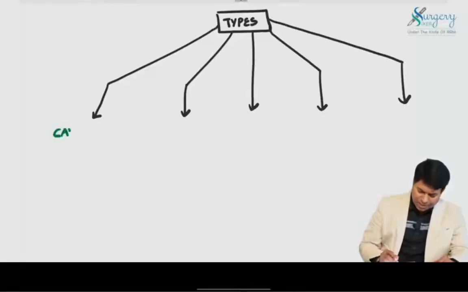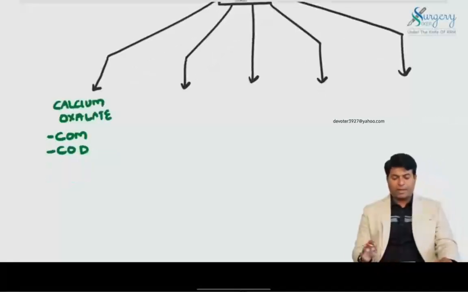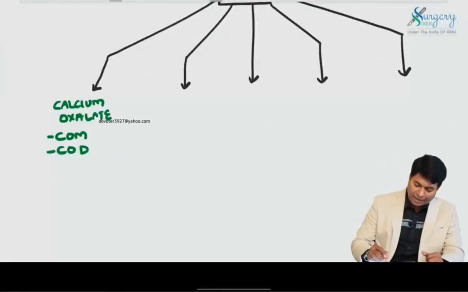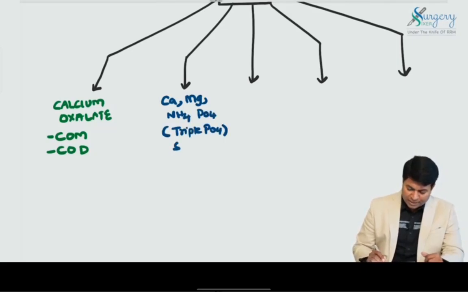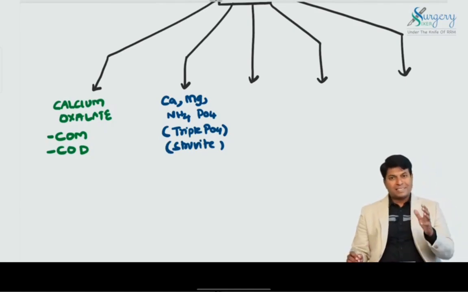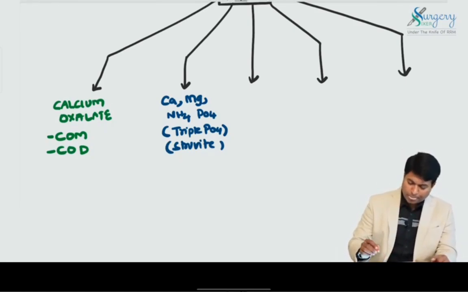The first, calcium oxalate stones. It can be calcium oxalate monohydrate or calcium oxalate dihydrate. Two types are there. Then calcium, magnesium, ammonium, phosphate stone. What is the other name for this? It is also known as triple phosphate stone, also known as struvite stone. Please don't forget this: calcium, magnesium, ammonium phosphate or triple phosphate or struvite stone.